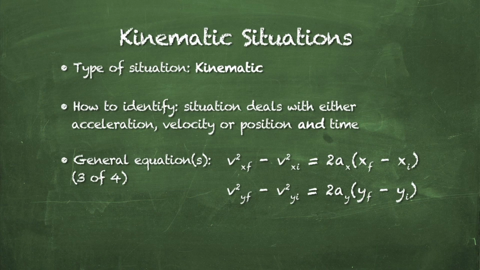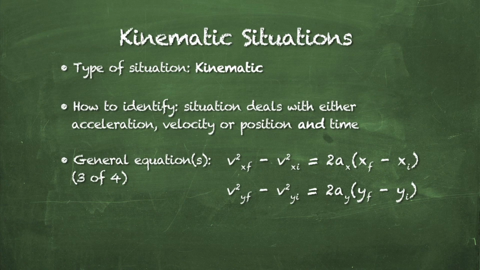Our third kinematic equation is Vx final squared minus Vx initial squared equals 2 times Ax times (x final minus x initial). And we could have done exactly the same thing with y, and we would get exactly the same equation with y in place of x, and that gives us Vy final squared minus Vy initial squared equals 2Ay times (y final minus y initial). So this is our third kinematic equation in which we've eliminated the need to know time.